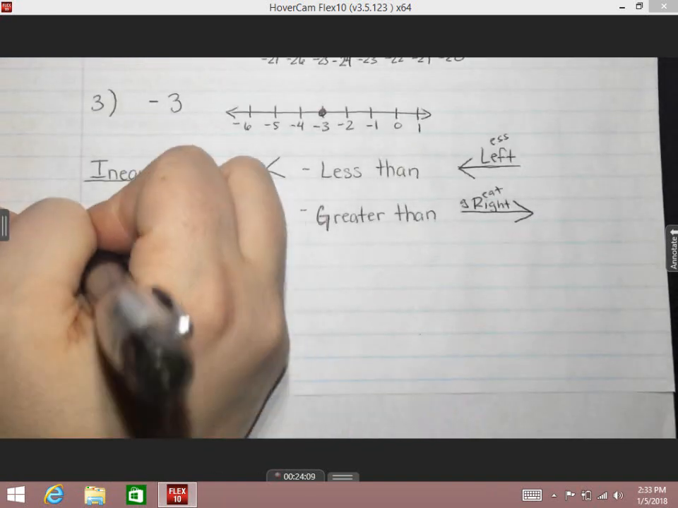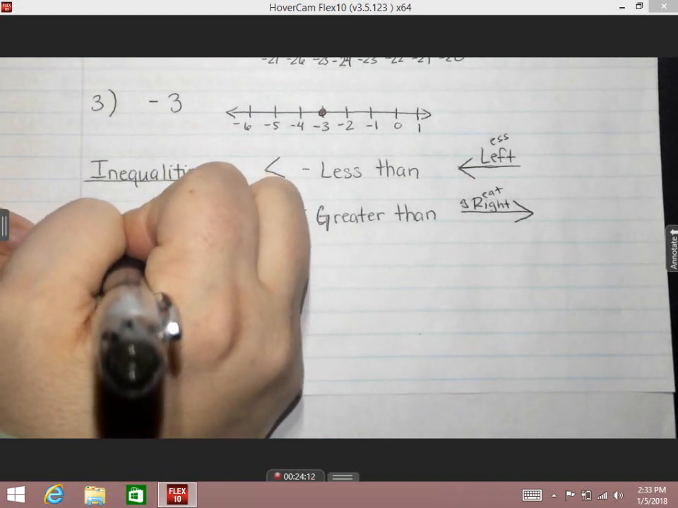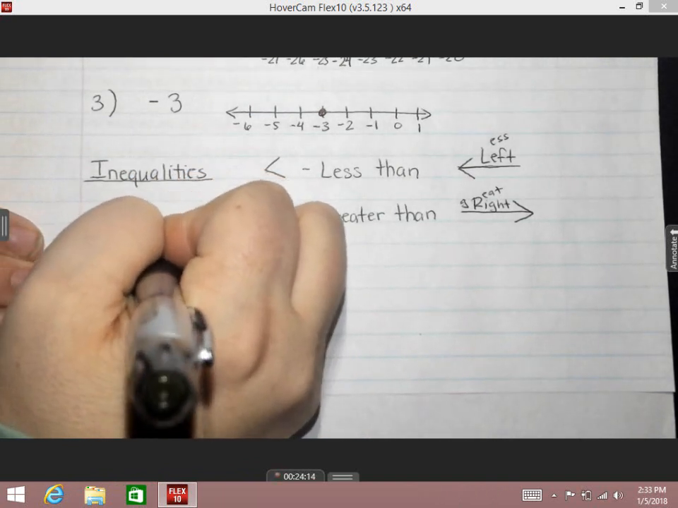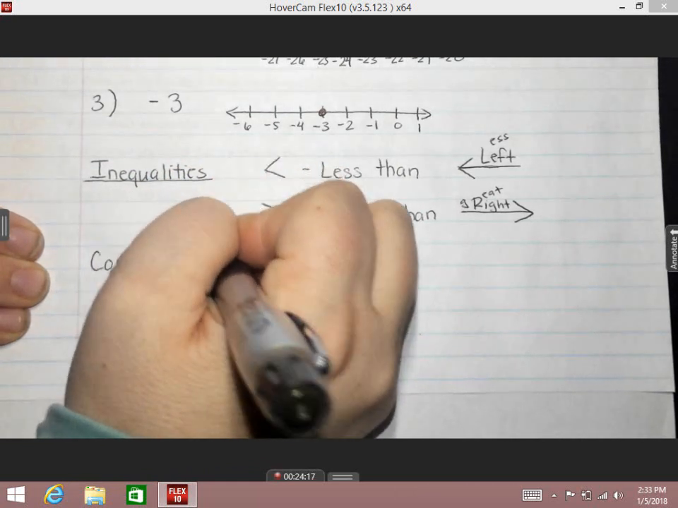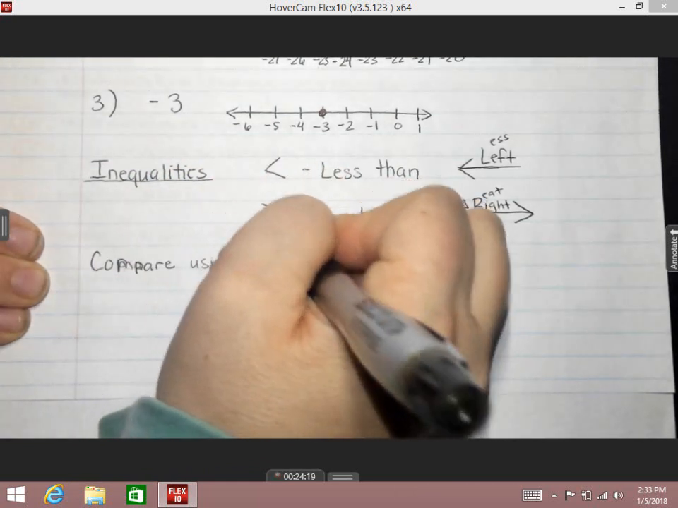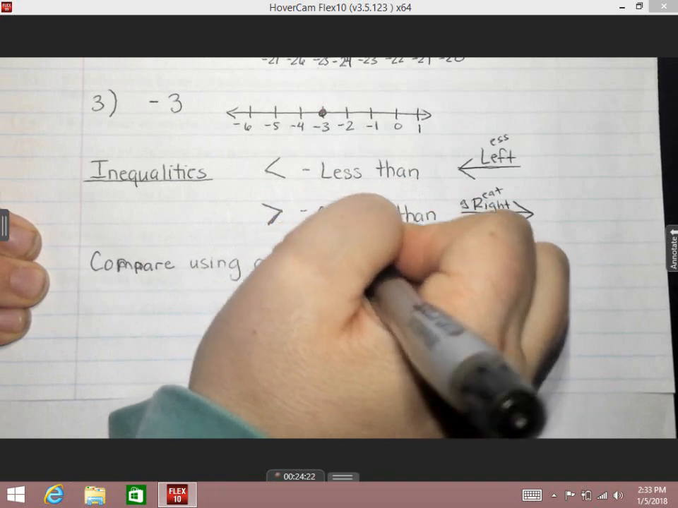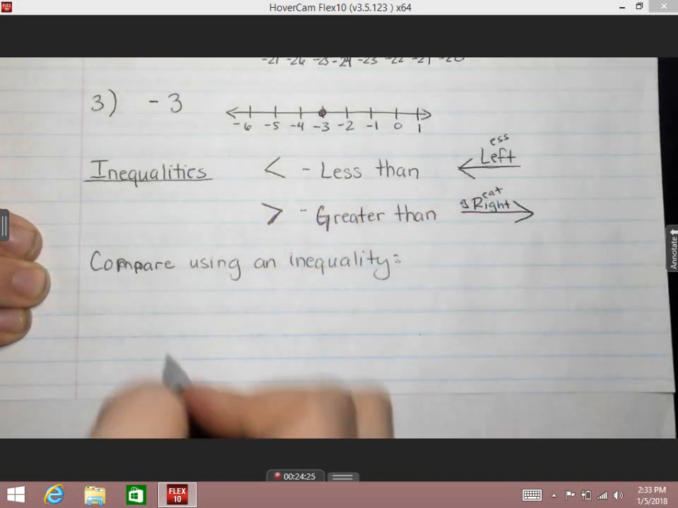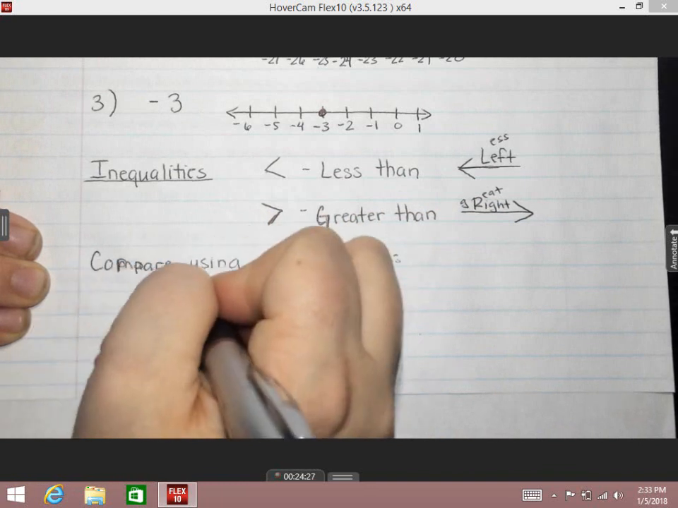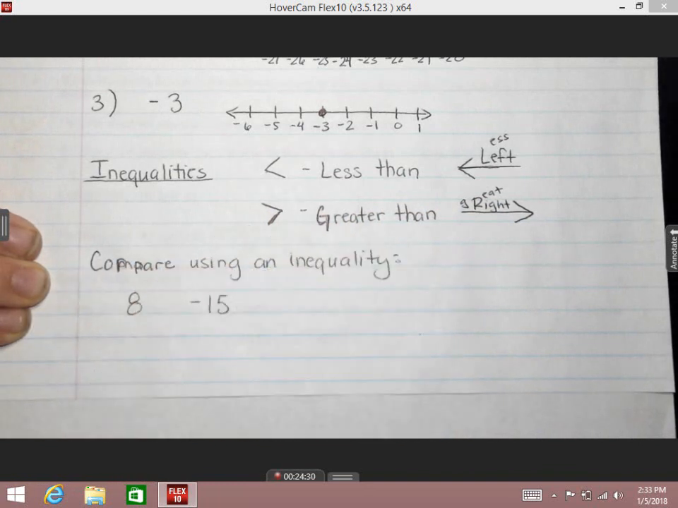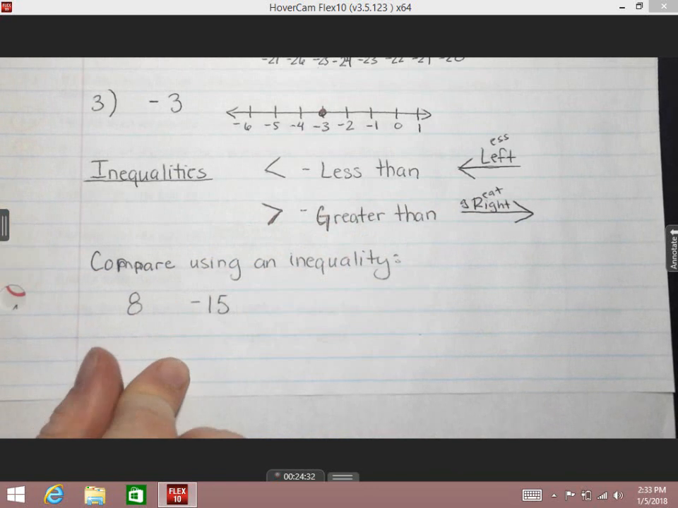All we're going to do, guys, is skip down here and compare some numbers using an inequality. We're going to start with 8 and negative 15. I liked yesterday that video that we watched. It compared positive and negative numbers to our YouTube votes. So like vote was positive, down vote was negative.